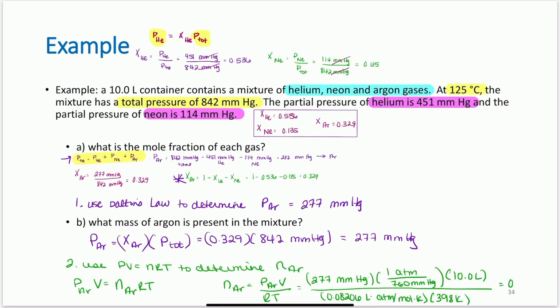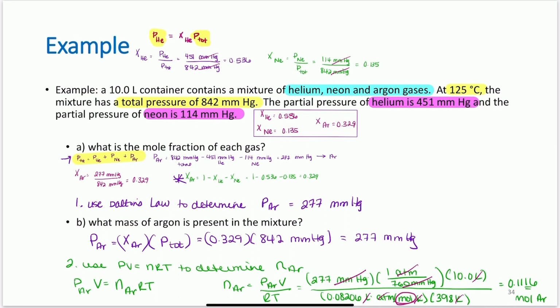I calculate this out and I get 0.1116. I'm going to hold on to one extra sig fig right now, moles of argon. I just don't want to create rounding error if I don't have to. It's always good to make sure everything's canceling. So millimeters of mercury cancel with millimeters of mercury, atmosphere with atmosphere, liter with liter, Kelvin with Kelvin, and I've got moles in the denominator of a denominator, which means it moves to the numerator.